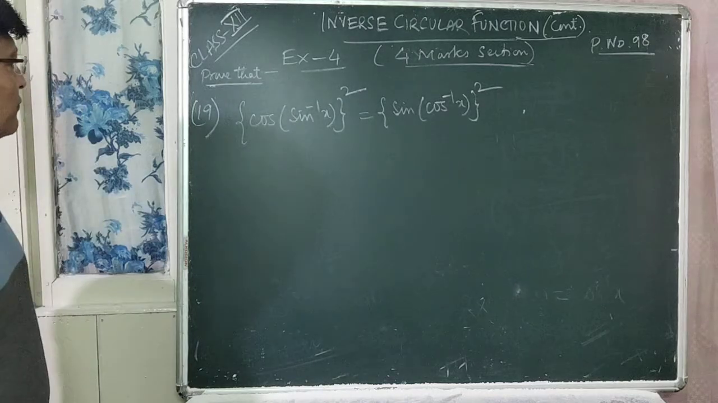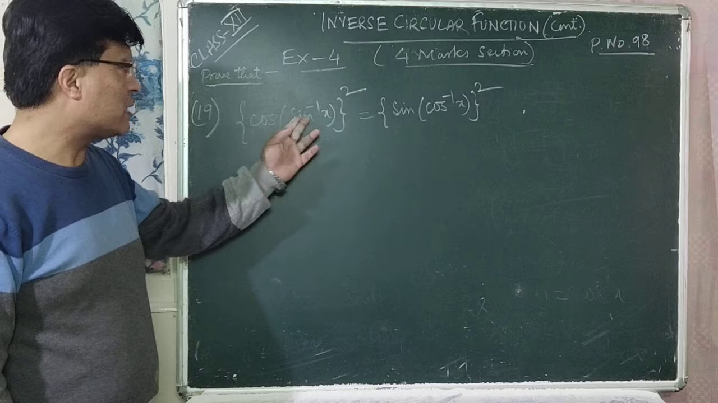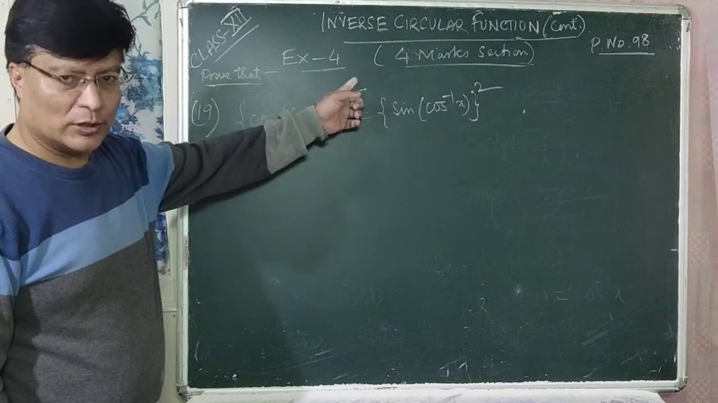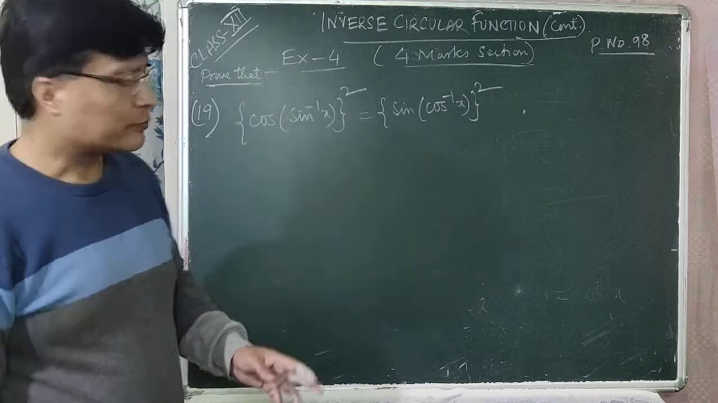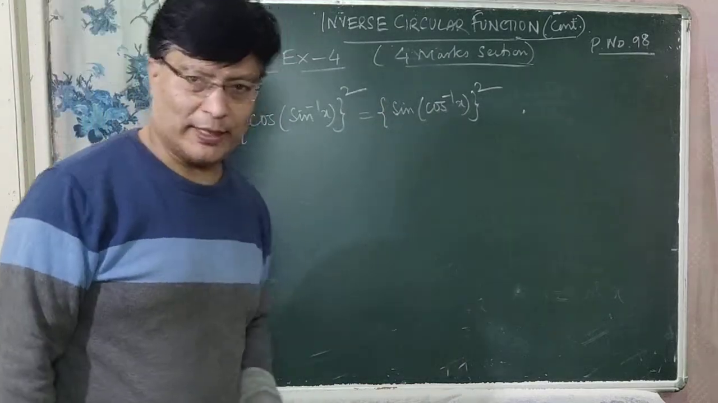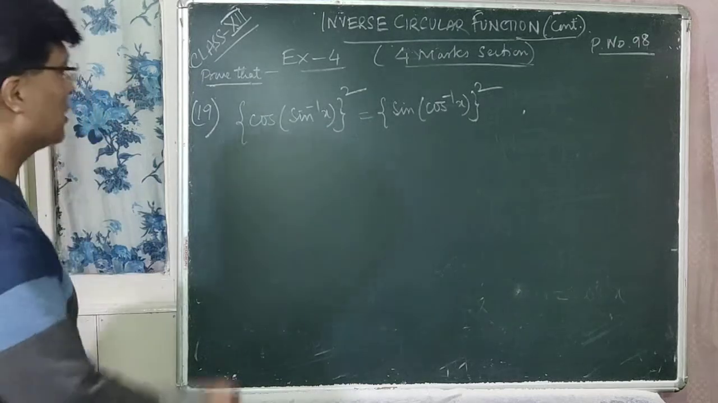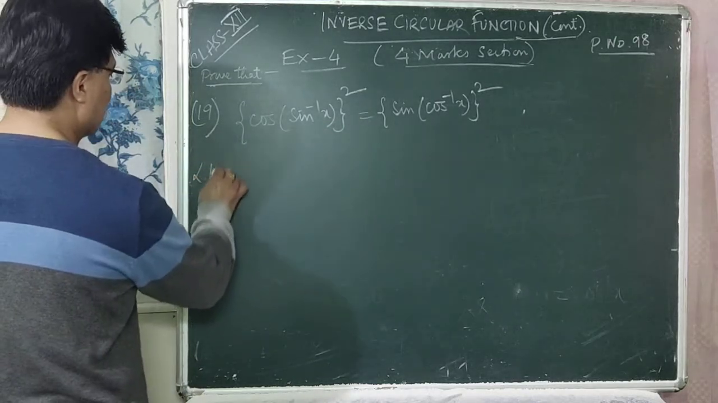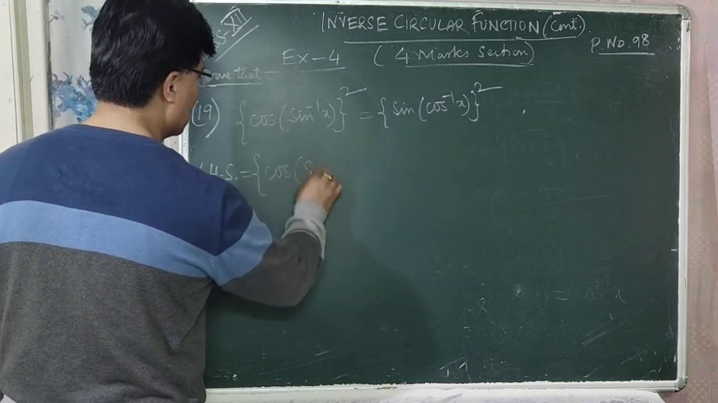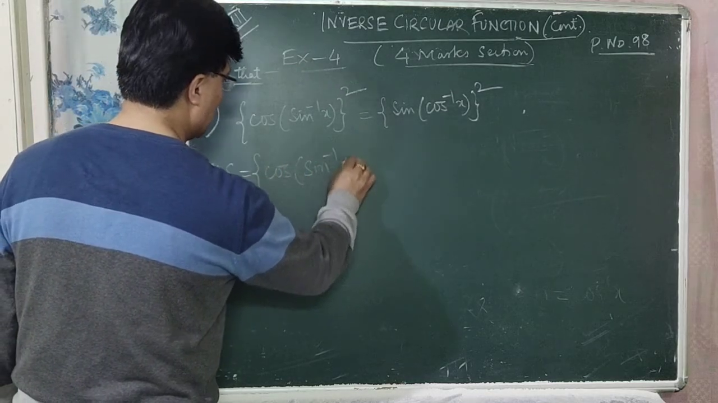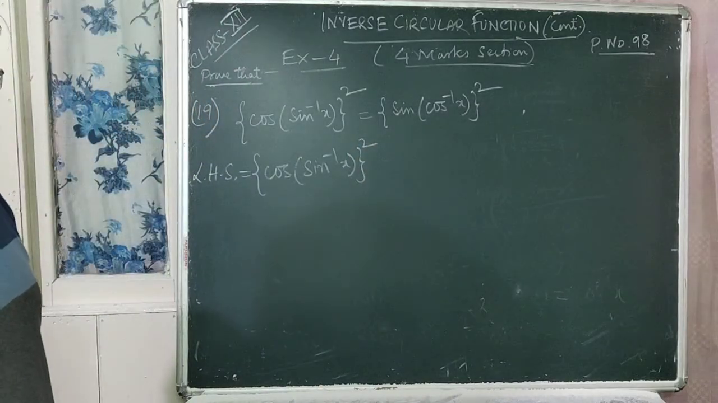So now let's prove question number 19. You have to prove that cos of (sin inverse x) whole square is equal to sin of (cos inverse x) whole square. You have to prove LHS is equal to RHS. So let us write down the left hand side. LHS is equal to, within second bracket, cos within bracket sin inverse x whole square.